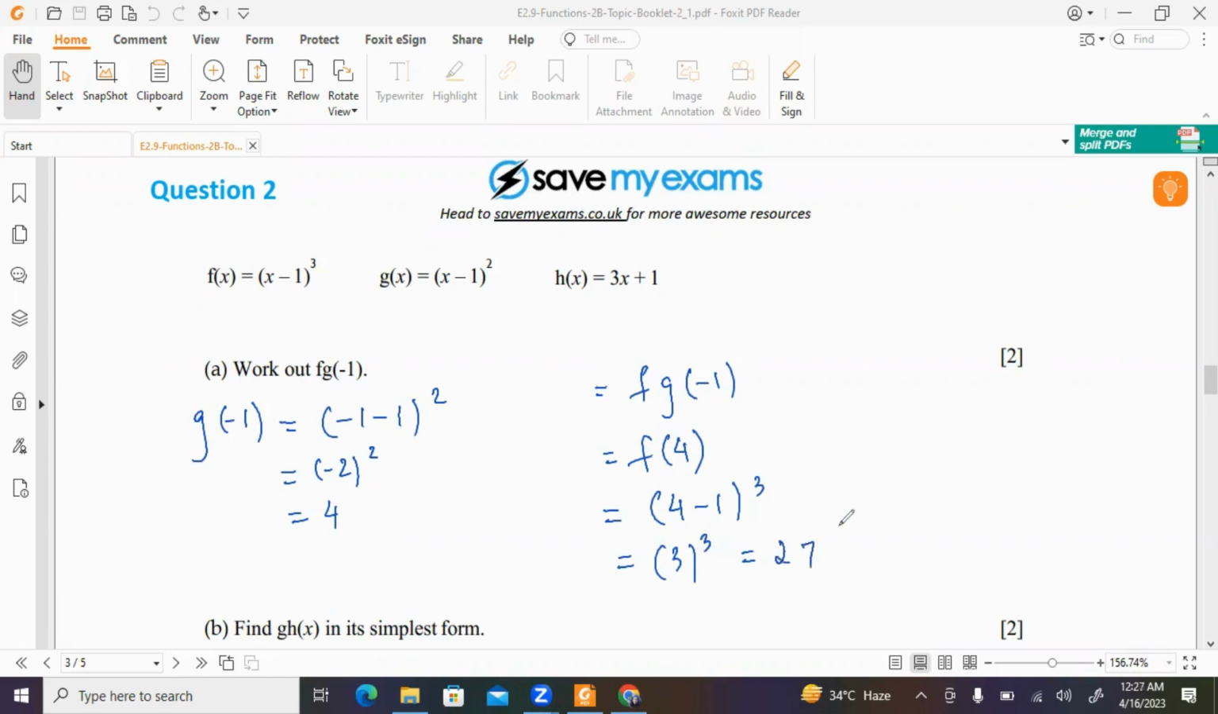So as you can see, what's happening is the domain is changing. For g, the domain was negative 1. And once you find the value of g of negative 1, that value becomes the domain of f function.